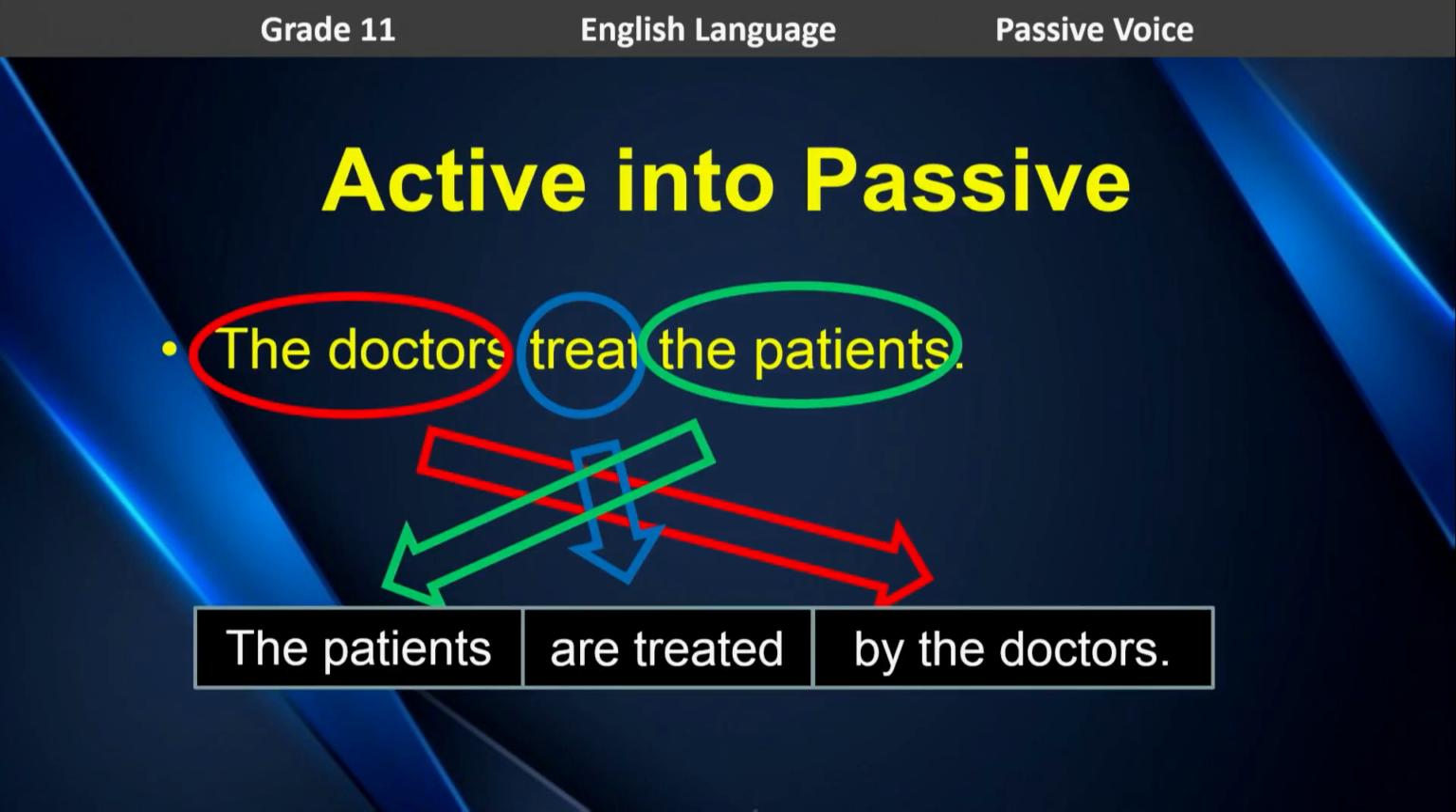So, I think it is somewhat clear to you how to convert an active voice sentence into passive voice. Let us have a look at the things that we have to consider when we convert an active voice sentence into passive voice.